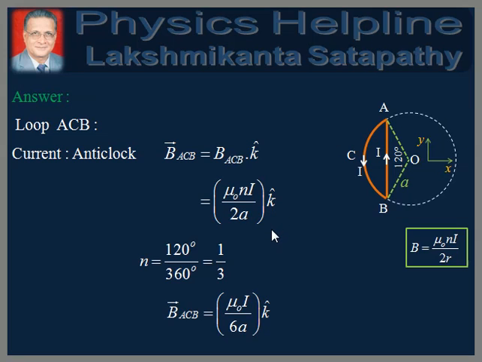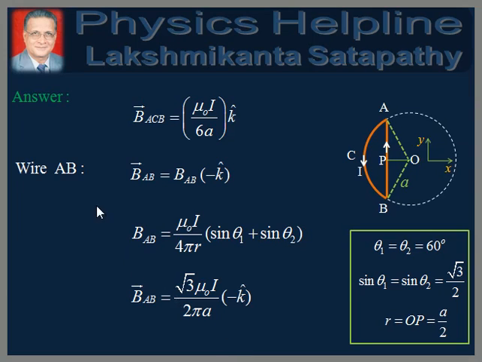Now for the value of N, which is a fraction in this case. The angle subtended by ACB at O is equal to 120 degrees, whereas the entire circle subtends an angle at its center which is equal to 360 degrees. Therefore, the fraction N is equal to 1 by 3. Putting N is equal to 1 by 3 in this, we get B_ACB is equal to mu 0 I by 6a into k cap.